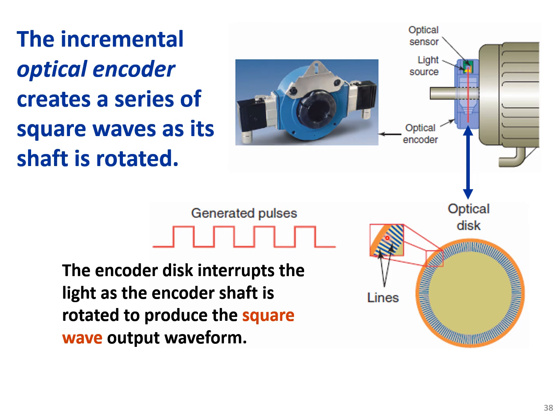it will block the light source, and again it will be released between each slot. And there is one optical sensor that will receive the light. So that optical sensor will generate this pulse, and we need to count those pulses to basically measure the rotation of the rotor. The encoder disc interrupts the light as the encoder shaft is rotated to produce the square wave output waveform.